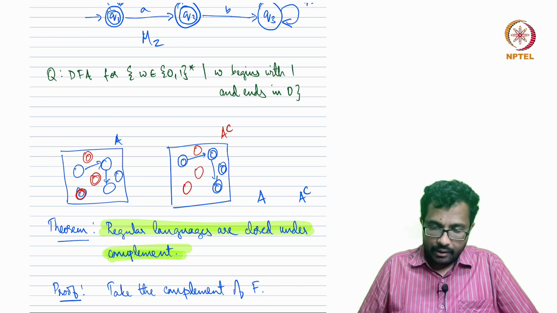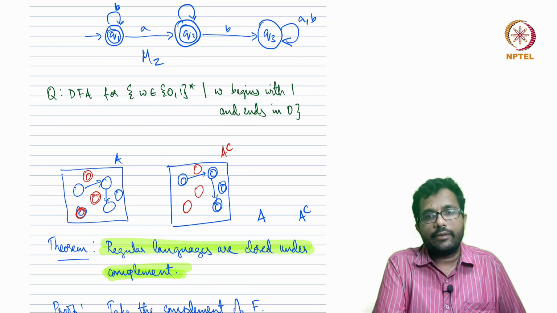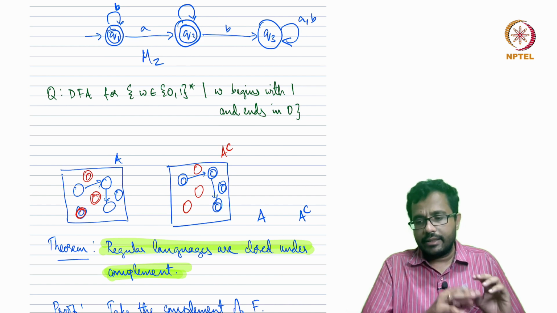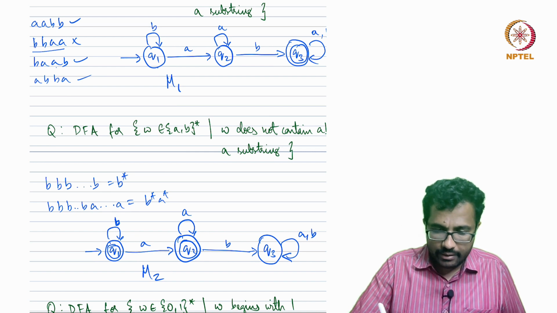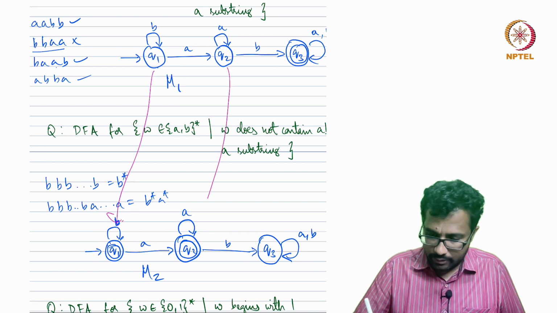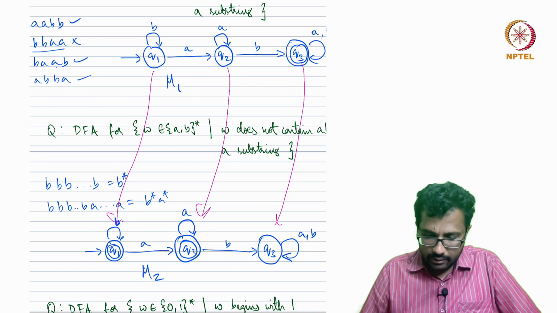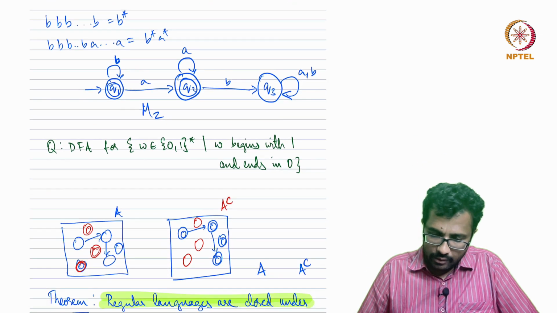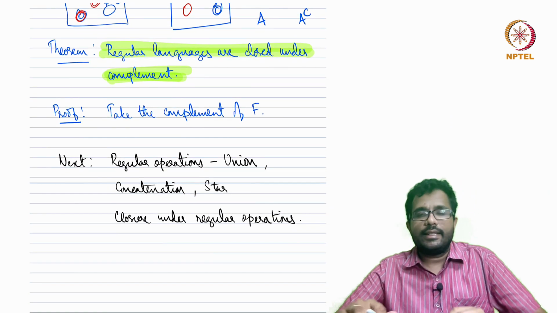And then we said that if A is regular, meaning if we can draw a DFA for A, we can also draw a DFA for A complement. In fact, it's the same DFA, but we change the accepting states to non-accepting and the non-accepting states to accepting, just like what we did over here. And so that's a summary of today's lecture.